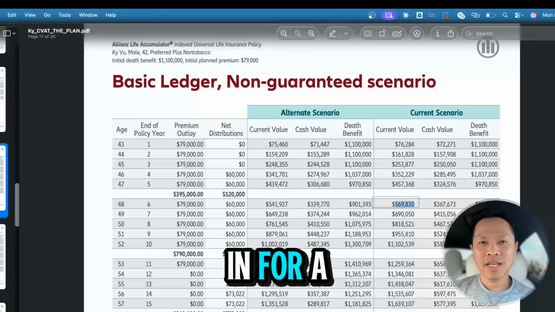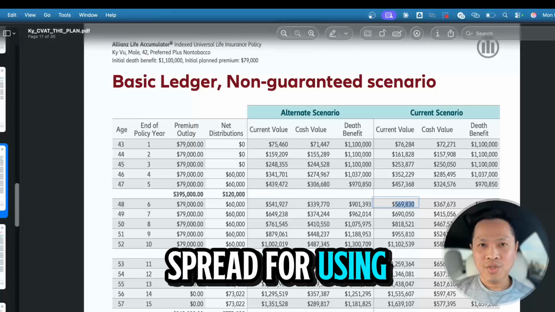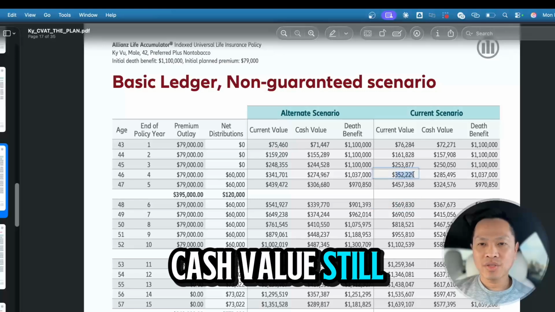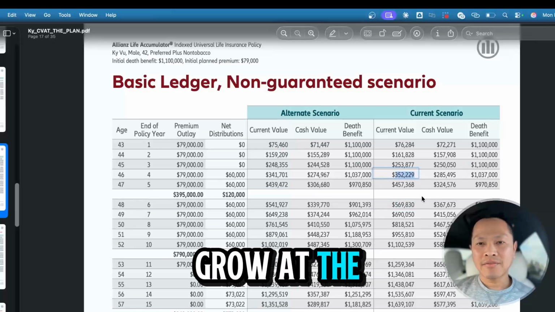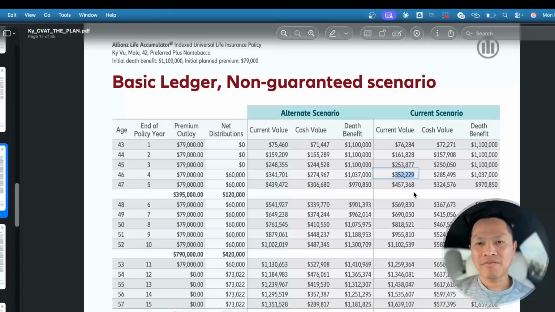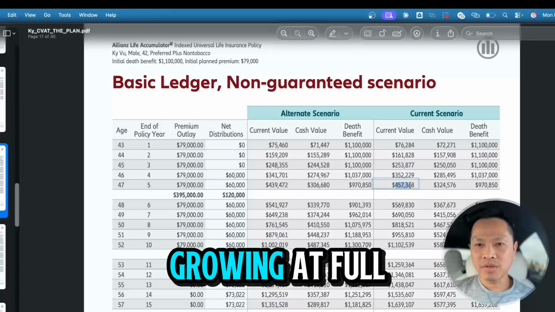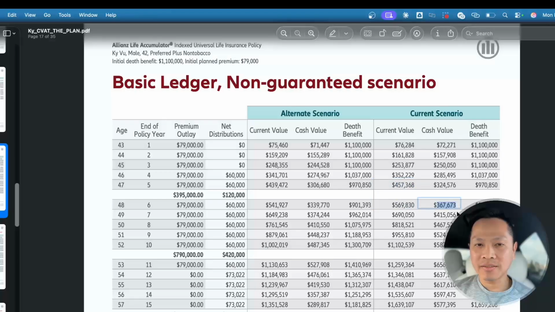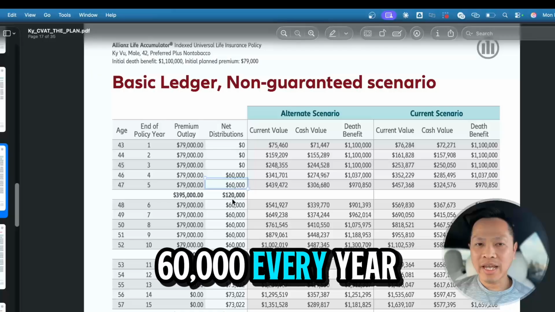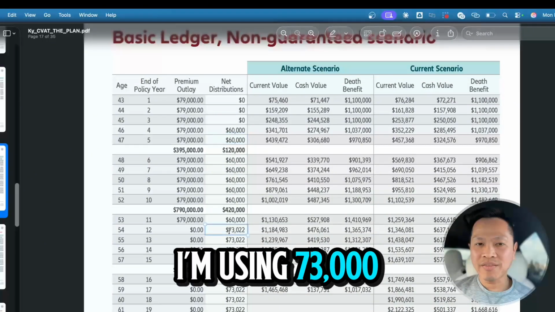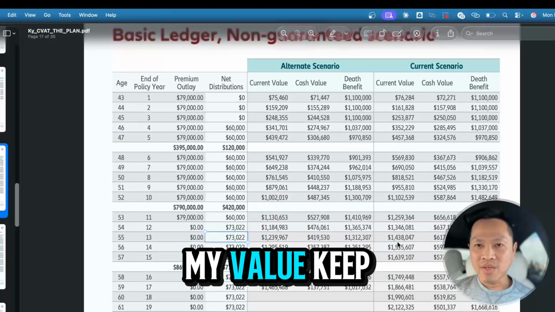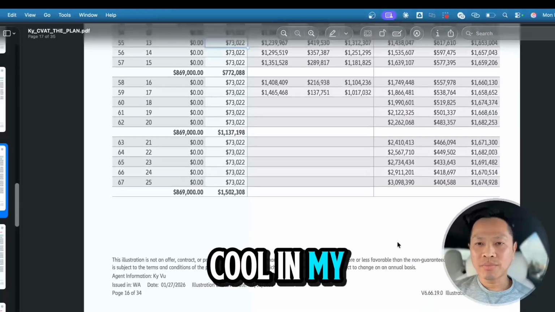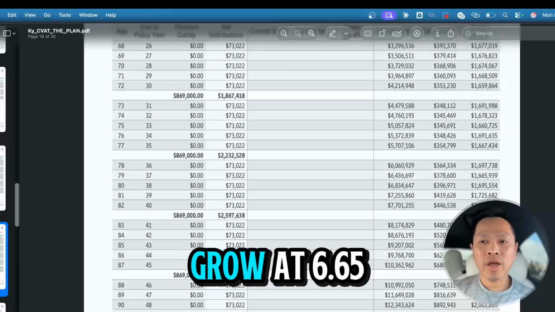Let that sink in for a second. I'm getting a spread for using the loan. As you can see right here, when I borrow the money, my cash value still grows at the full amount. It's like you have never touched it. Our cash value still keeps growing at full speed as I am taking a loan out against it. See, I use 60,000 every year, and then later I'm using 73,000 every year. My value keeps growing like I have never touched it. That is pretty cool in my book. So now this is projected to grow at 6.65, right?